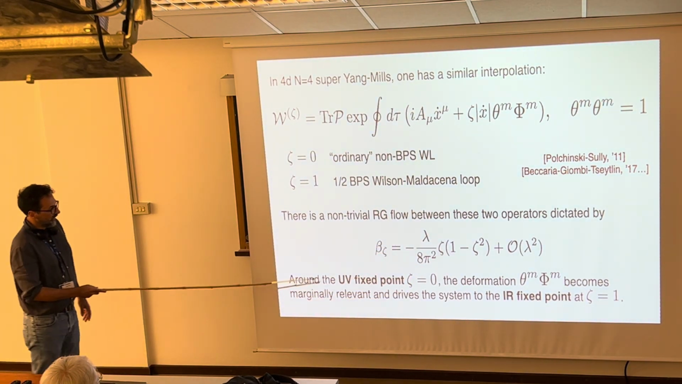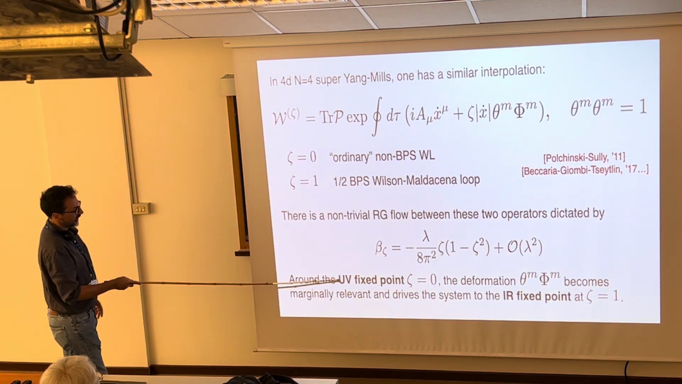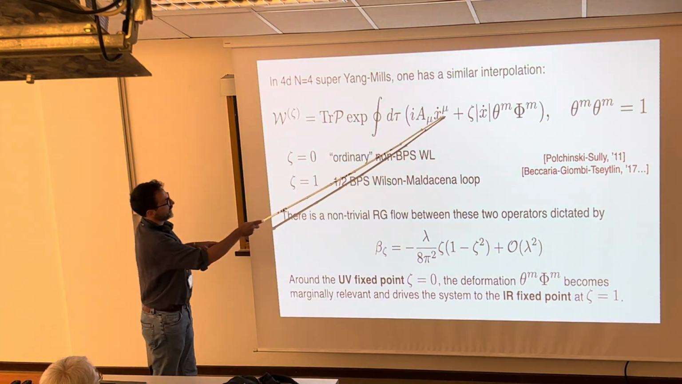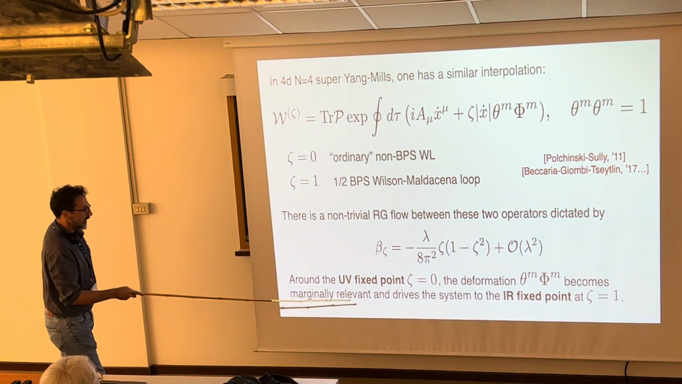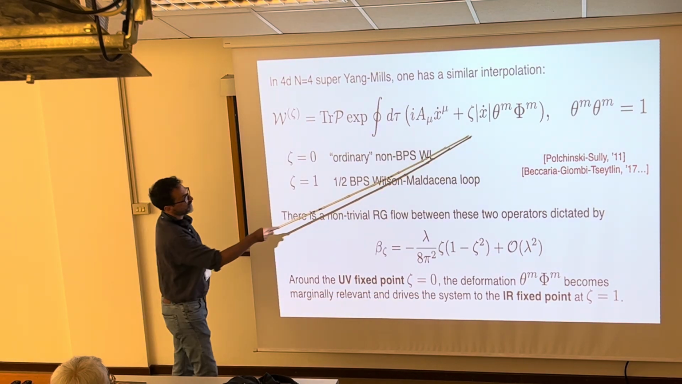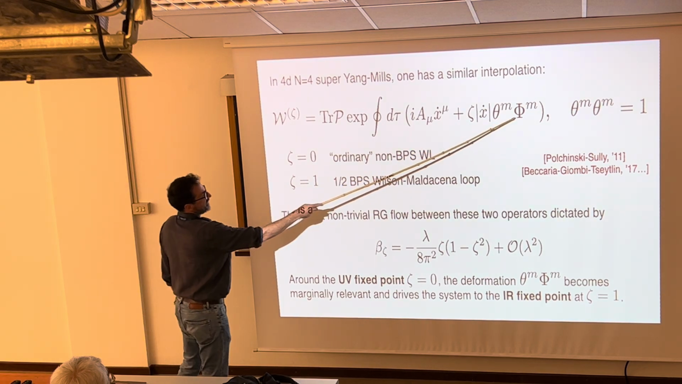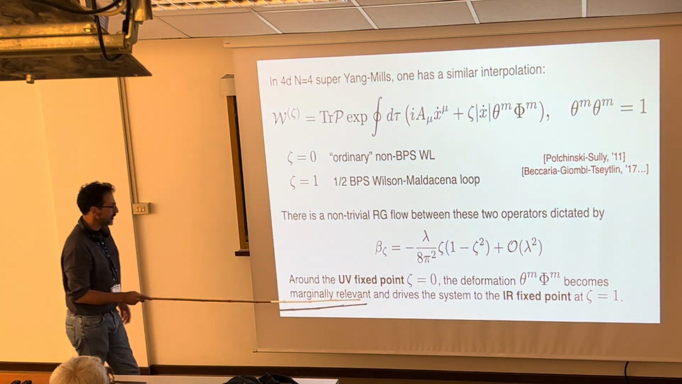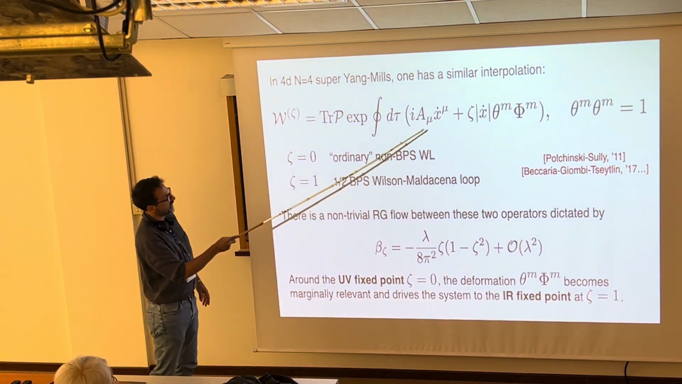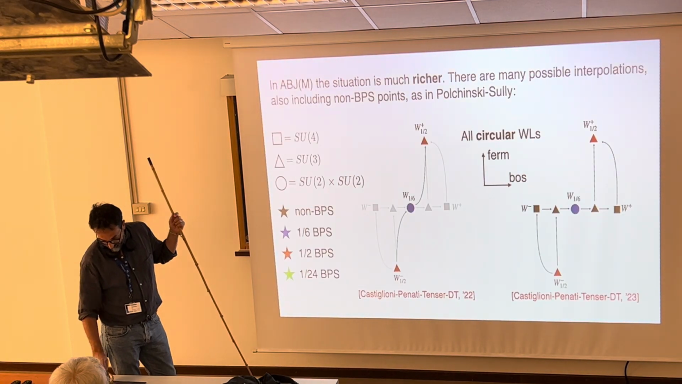And these people showed that, of course, there are two fixed points. At zeta equal to 0, you have a UV fixed point, which is given by the so-called ordinary, non-supersymmetric Wilson loop, which gets deformed by some marginally relevant deformation, which is this scalar coupling theta^M phi_M. So phi are the scalars, and theta is just some scalar coupling. And so this deformation drives the system towards the infrared fixed point given by the Wilson-Maldacena loop, the supersymmetric one.